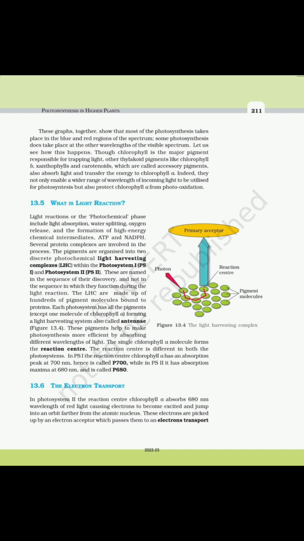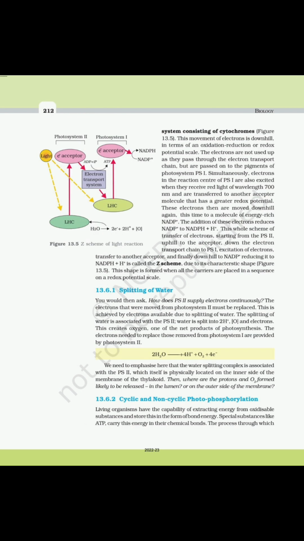13.6 The electron transport. In photosystem II, the reaction center chlorophyll A absorbs 680 nanometers wavelength of red light, causing electrons to become excited and jump into an orbit farther from the atomic nucleus. These electrons are picked up by an electron acceptor which passes them to an electron transport system consisting of cytochromes, Figure 13.5. This movement of electrons is downhill, in terms of an oxidation reduction or redox potential scale. The electrons are not used up as they pass through the electron transport chain, but are passed on to the pigments of photosystem PSI.